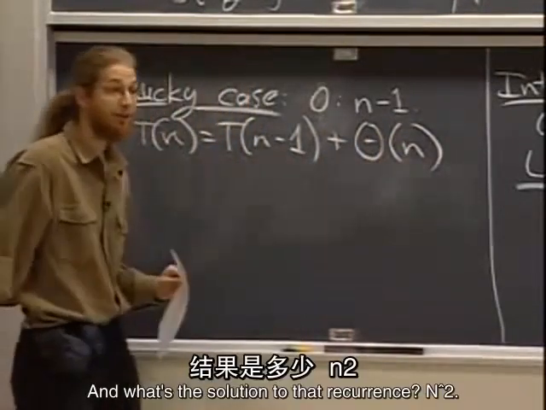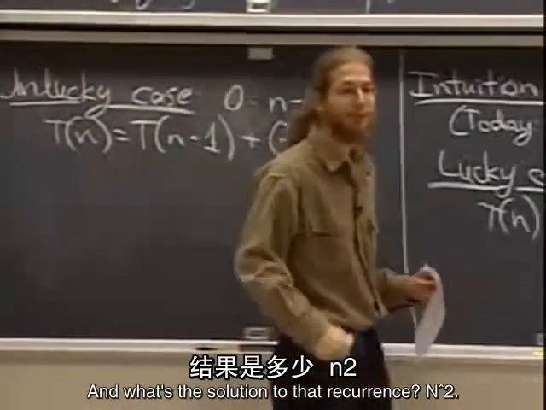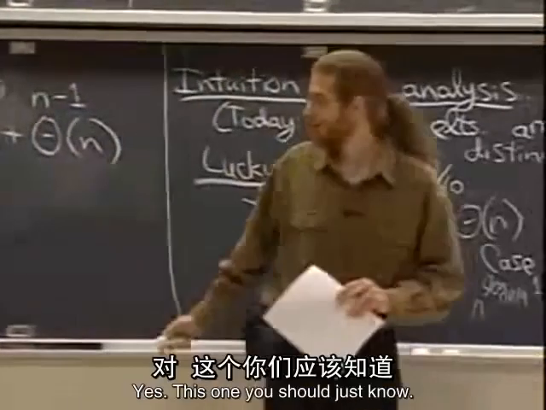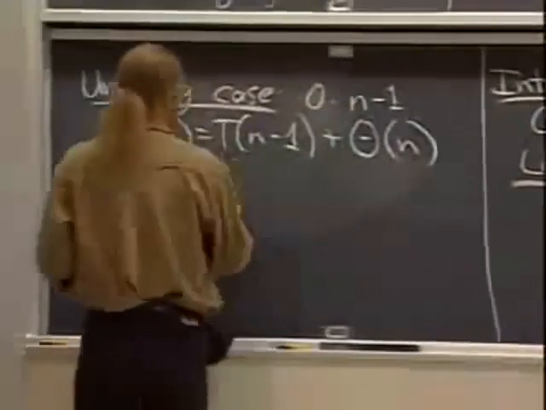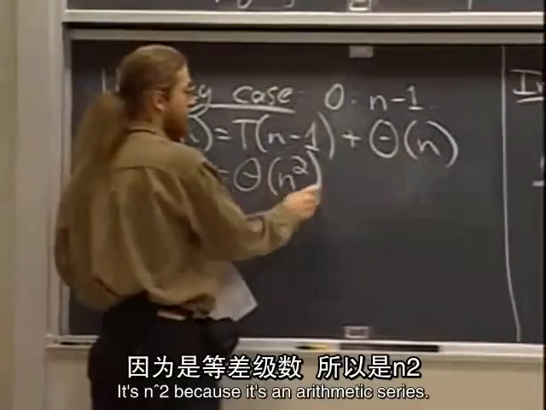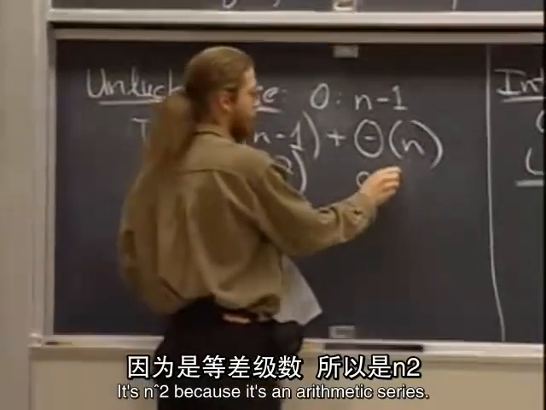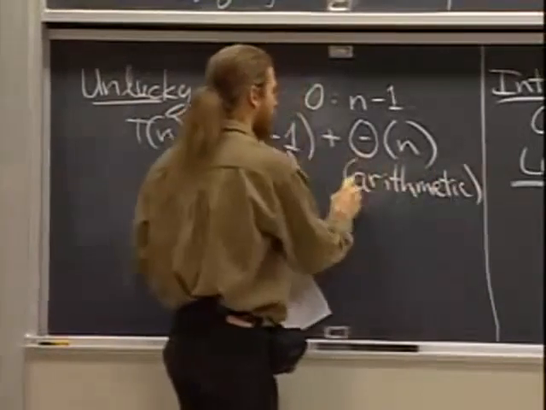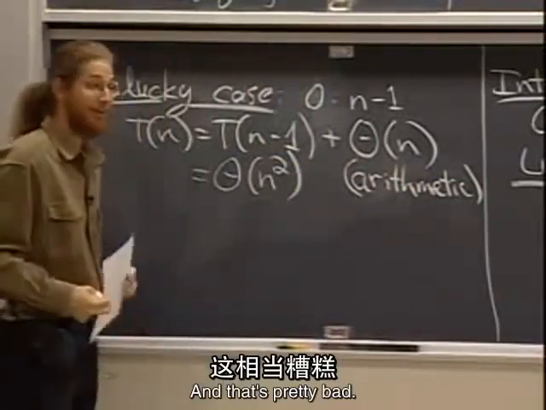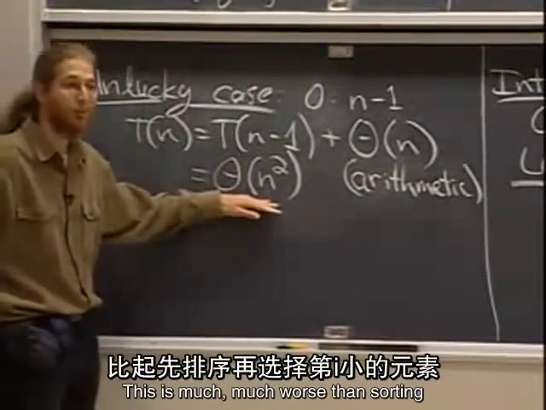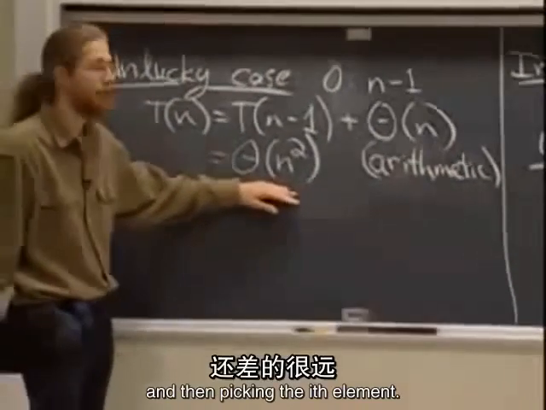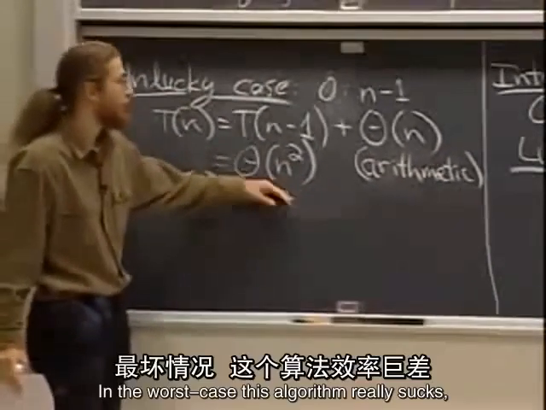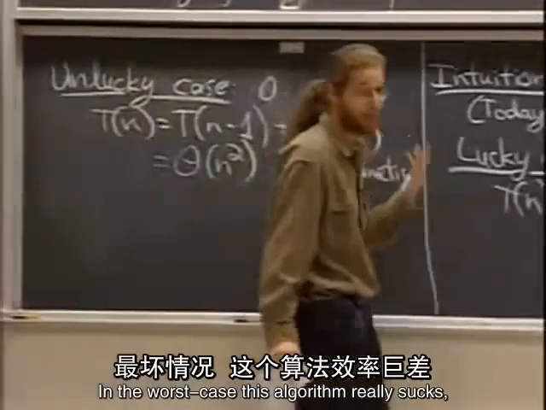And what's the solution to that recurrence? This one you should just know. It's n squared because it's an arithmetic series. And that's pretty bad. This is much, much worse than sorting and then picking the ith element. So in the worst case, this algorithm really sucks.